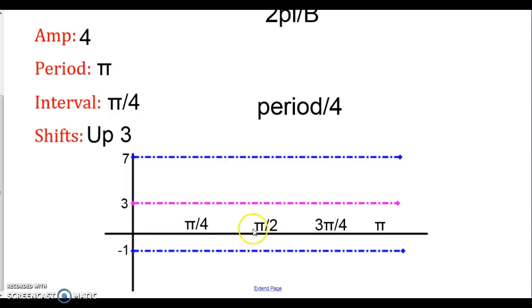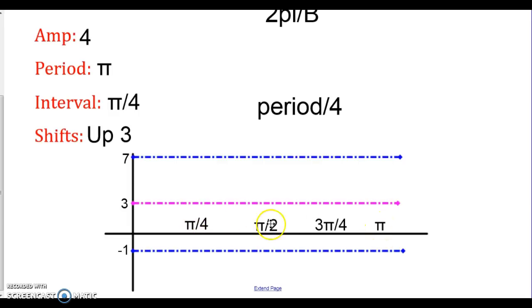Next up, I labeled my x-axis. For this class, we're always going to start at 0 on the x-axis. We're not really going to shift them left and right, although that is possible, so be ready for that next year in pre-calc. We know that it's got a period of pi, so if it starts at 0, that means it's going to end over here at pi.